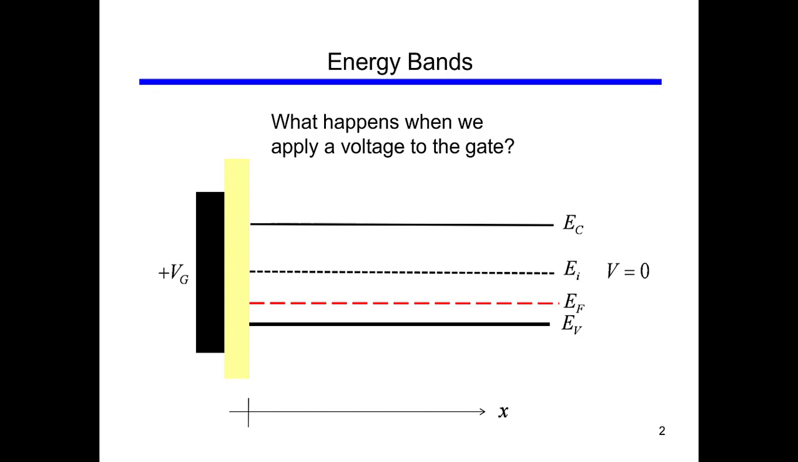So let's start our discussion on energy bands, and we will see that they are very useful to understand the operation of MOSFET. So here we have the gate, here we have the oxide, and from here to here we have our semiconductor. And then we have several bands.